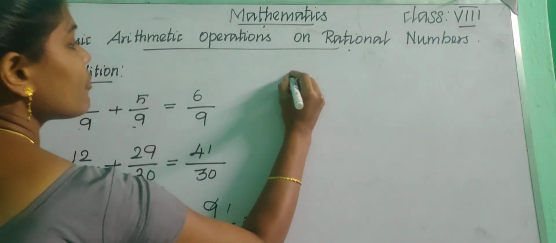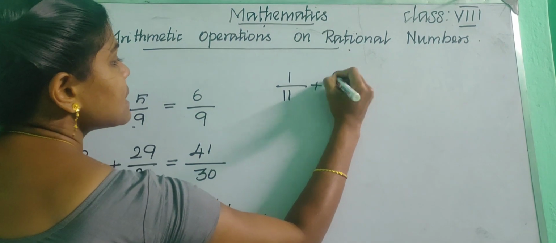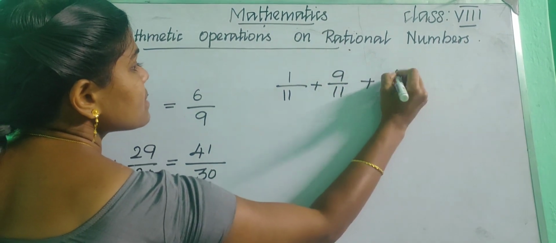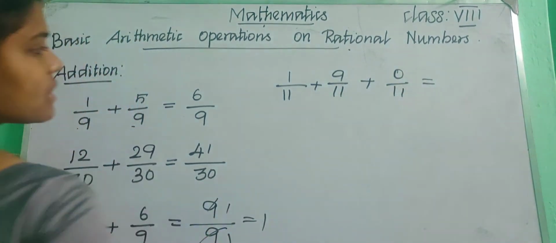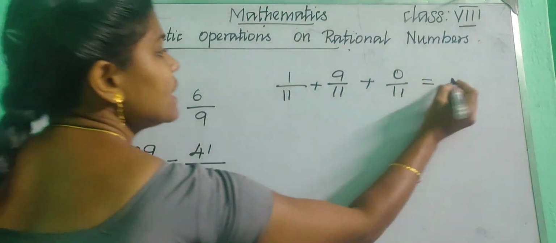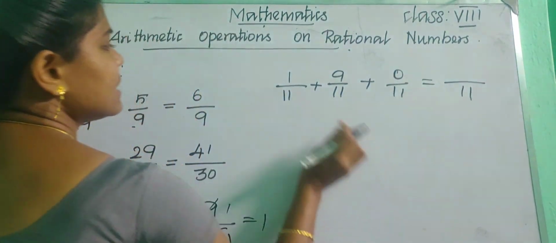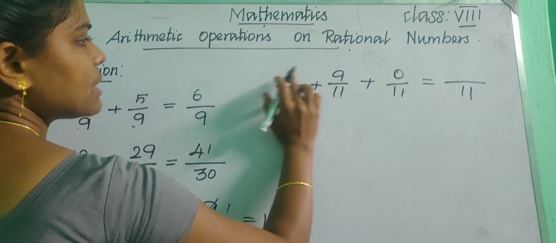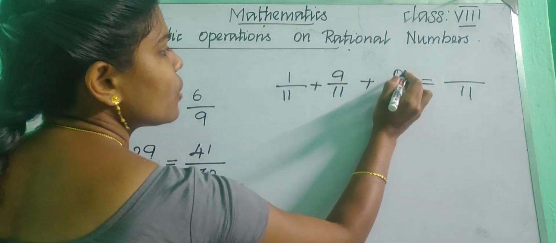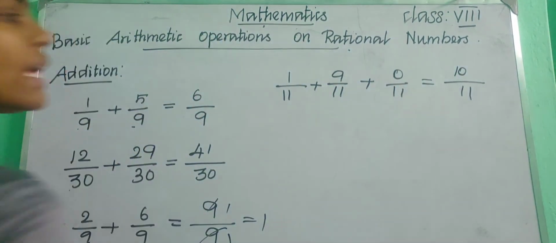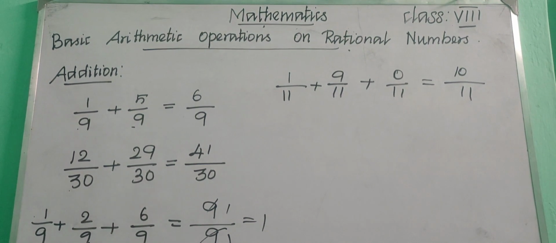And again if I am having 1 upon 11 plus 9 upon 11 plus 0 upon 11, what will you get? Simply we will get the same denominator. We need to add only the numerator. So 9 plus 1, 10. 10 plus 0, the same 10. So 10 upon 11 is the answer. Okay. Simply if we are having same denominators, means we can put the same denominator as the answer, and also we need to add only the numerators.